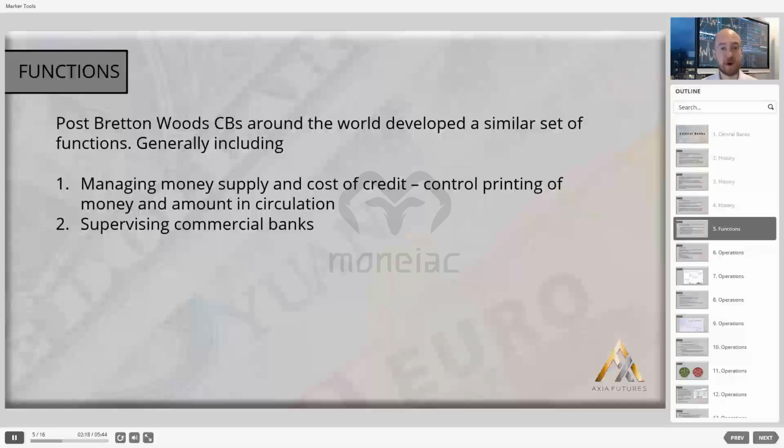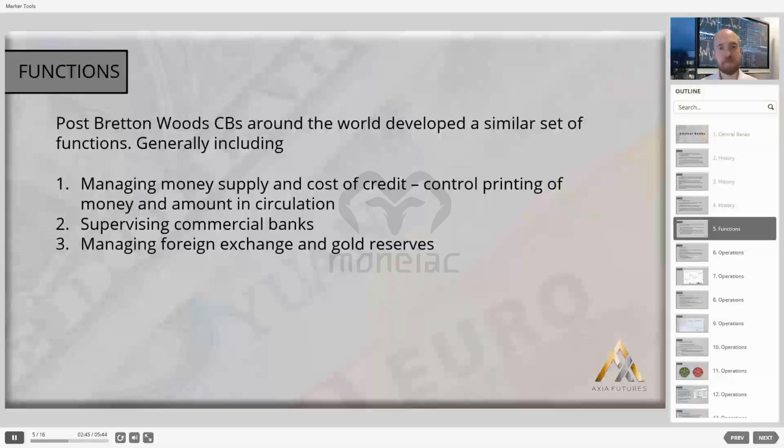Right, supervising commercial banks. This is reasonably self-explanatory. Central banks will have a very close relationship because all commercial banks need to hold balances at the central bank. So they'll have to hold a certain amount of money at the central bank. They are then supervised by the central bank as well in how they conduct themselves, more to the point.